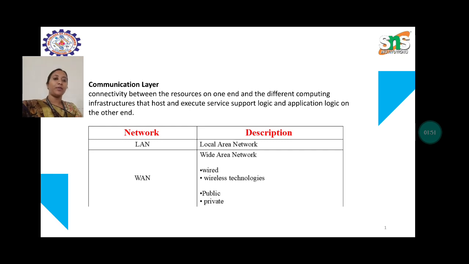The next layer is the communication layer. Communication layer is the connectivity between the resource on one end and the different computing infrastructure that hosts and executes services, support logic and application logic on the other end. A communication layer consists of LAN, WAN. LAN, whereas we know as local area networks, WAN, wide area networks, wired, wireless technologies, public and private.